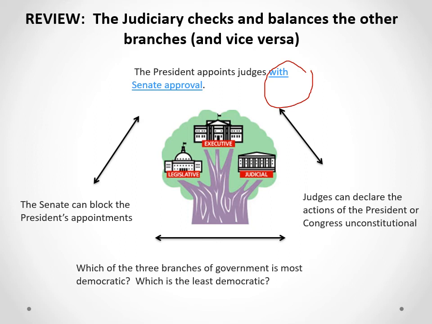Here's a question. Which of the three branches of government is most democratic, most susceptible to influence by the people, and which is the least democratic? Well, Congress is going to be the most representative branch of government. We talked about this, and in particular, the House of Representatives. The House of Representatives has a representative from every district in the nation. It's a very wide-ranging, eclectic group of individuals elected every 2 years, very sympathetic to the wishes of the people.